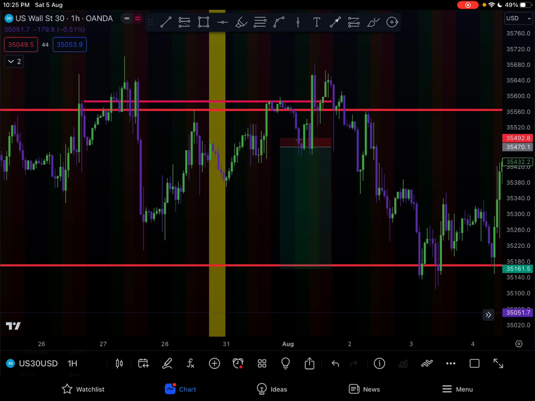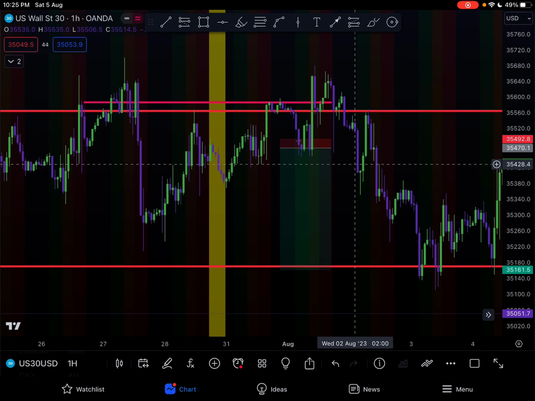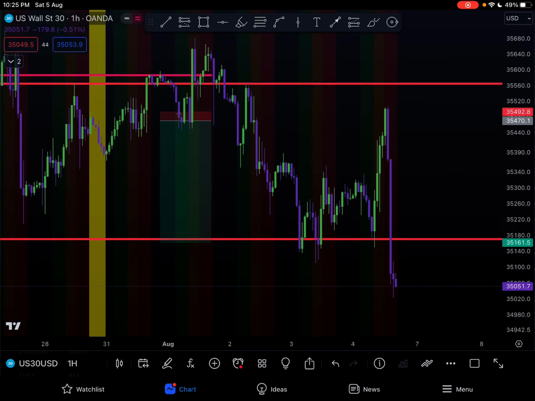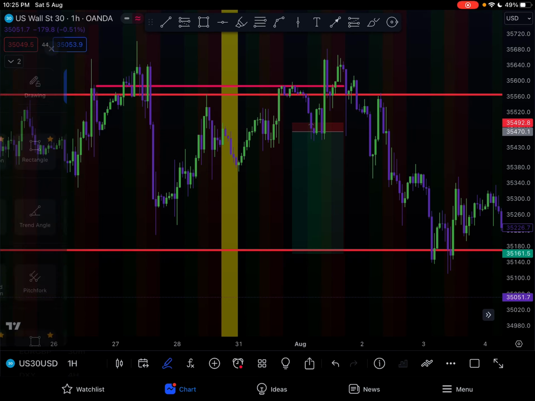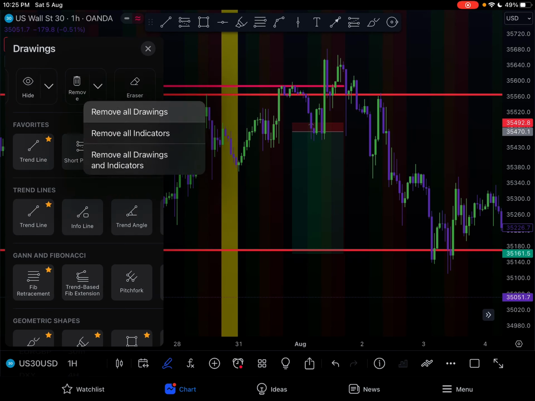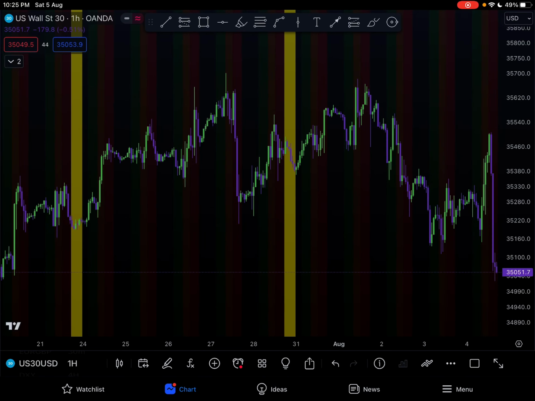Look at that. It went right where I thought it was going to go. Right to my target, right? Damn. That thing smacked right to the target. Anyway. What's more important here? Okay.